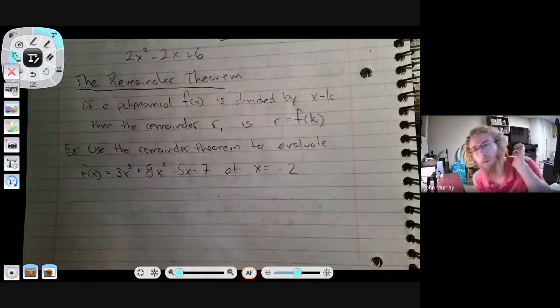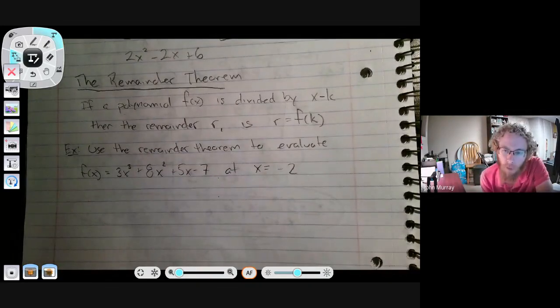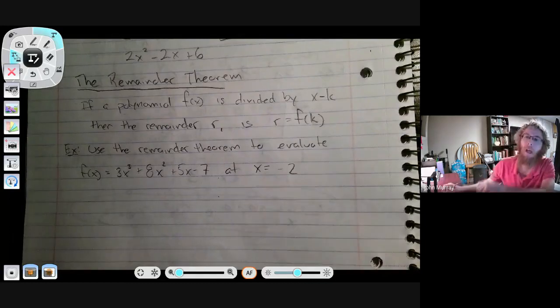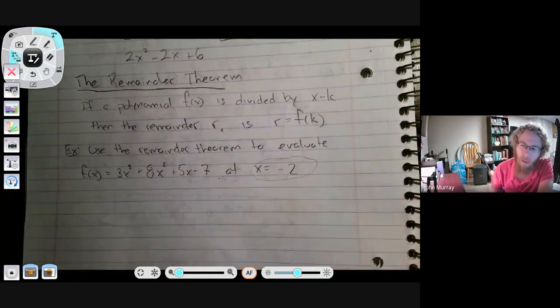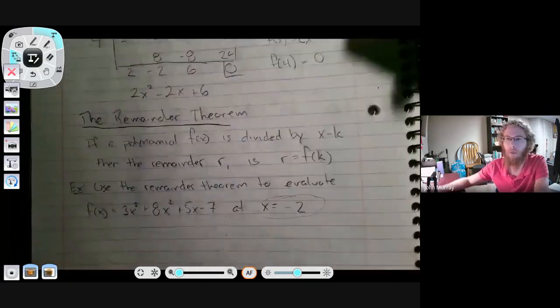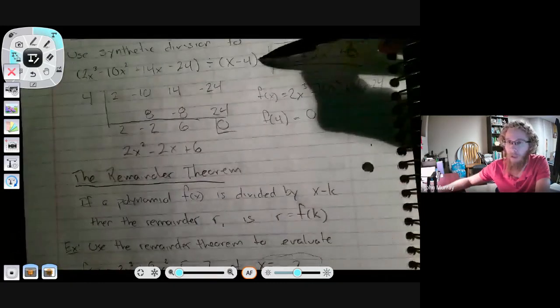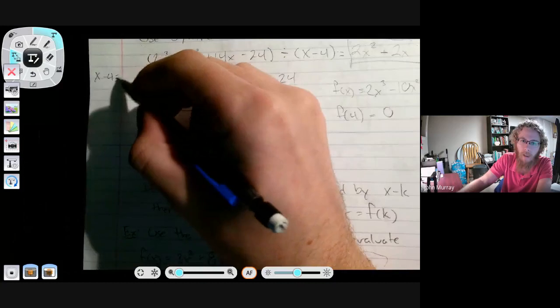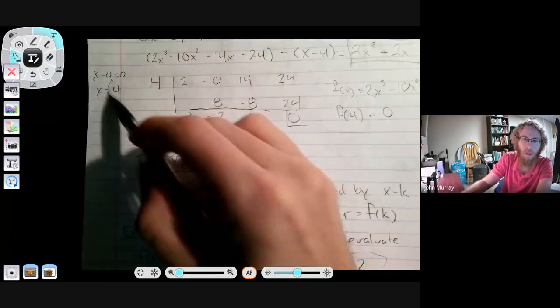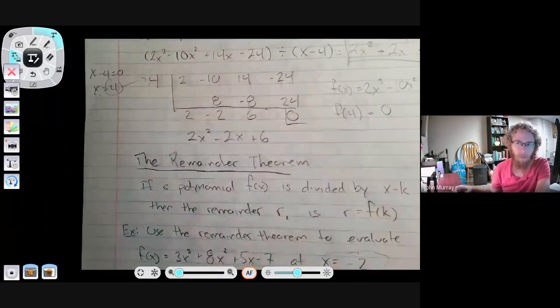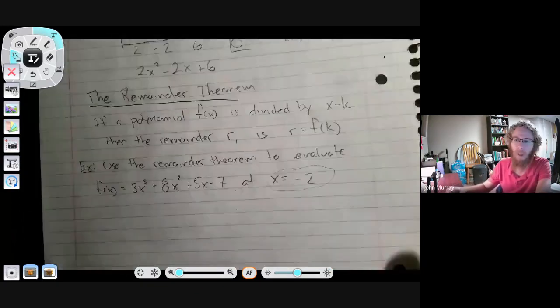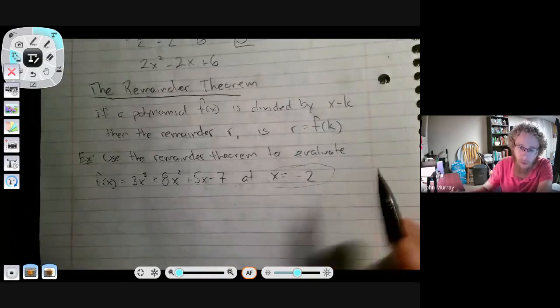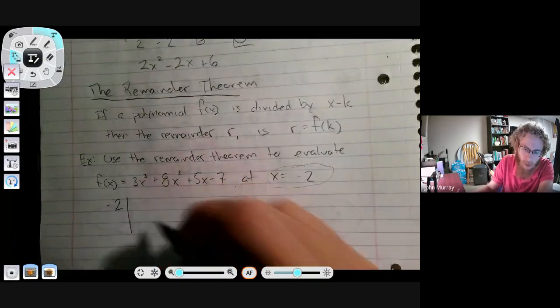Okay, so we're going to use the remainder theorem to evaluate 3x cubed plus 8x squared plus 5x minus 7 at x equals -2. Now be careful. Here I'm giving your k in a different way than we saw before up here. Here, essentially what we do is we set that equal to 0, and we get x equals 4, right? So that's why we take the opposite sign when they give you the equation. If they tell you x equals something, that's going to go over on the outside.